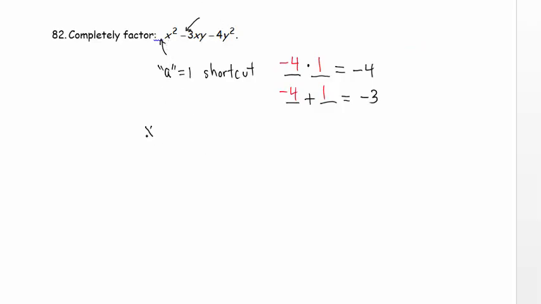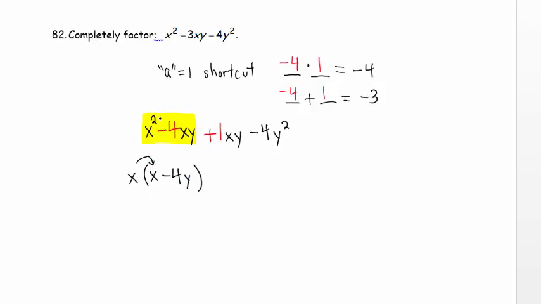So here's what we do. In the AC method, we bring down x squared, but negative 3xy will be split into two terms, both of them xy terms, but with coefficients from our a equals 1 shortcut diagram. We have minus 4xy plus 1xy, and then we bring down the last term, negative 4y squared. Now we are going to factor by grouping. We group the first two terms together. Their common factor is x. We have x times a quantity, x minus 4y. Let's double check. X times x is x squared. X times negative 4y is negative 4xy.